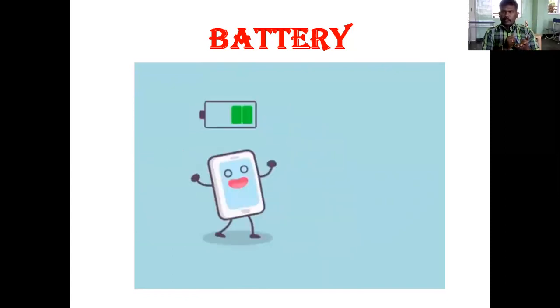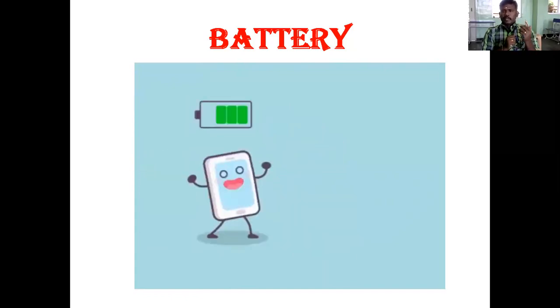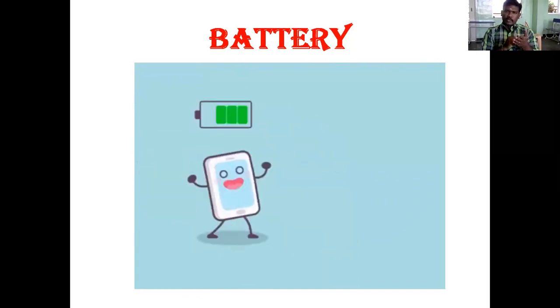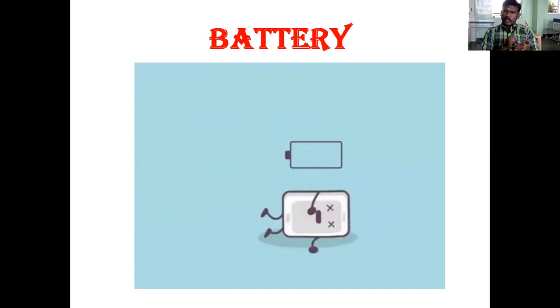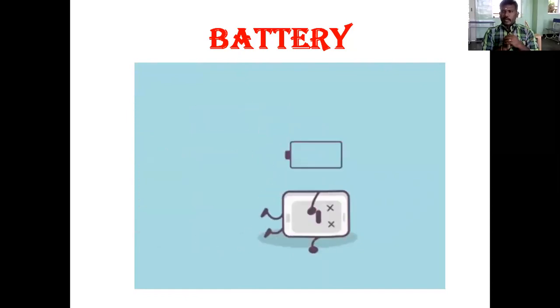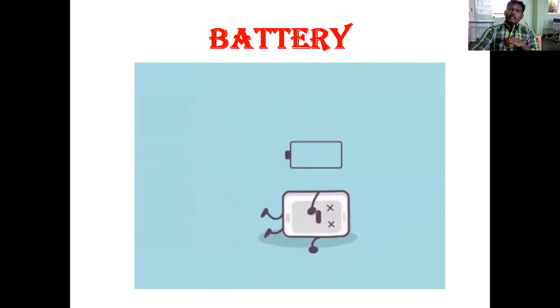Normally, if you charge your mobile phone fully, it shows in green color, and if the charge reduces, it changes to orange, and if it reduces further, the color notation is red, and it falls down. Okay, so battery.